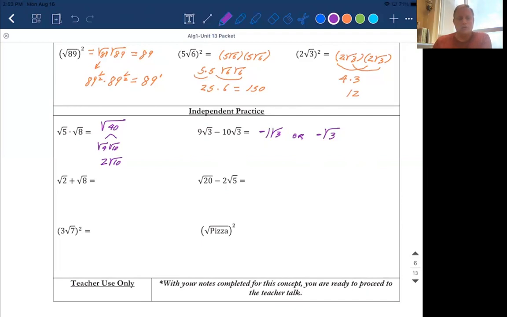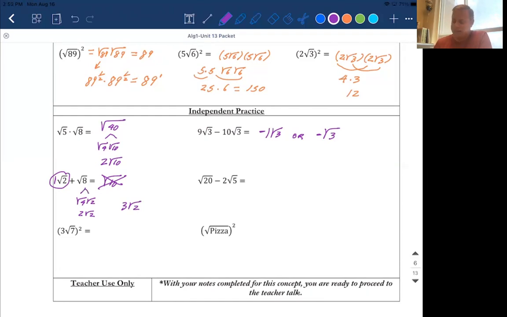Middle one on the left, square root of 2 plus the square root of 8. Let's do it. Square root of 10? Nope. You cannot add the numbers inside of a radical, so you have to see if you can break them down, and we can. 8 becomes 4 and 2. And so the square root of 8 becomes 2 square root of 2. We're going to add that to the 1, and that gives us 3 of them.